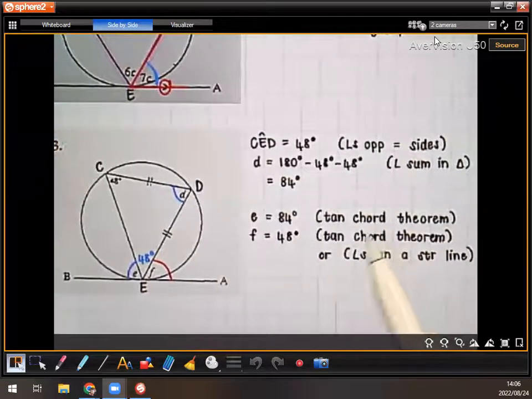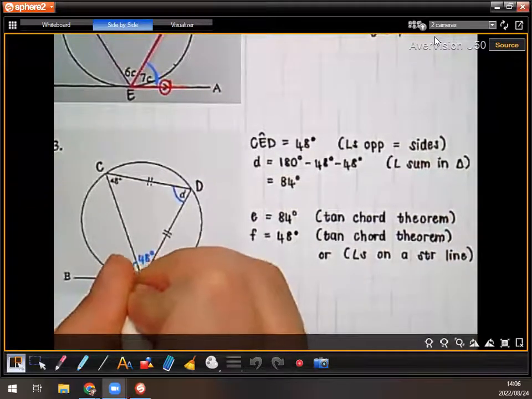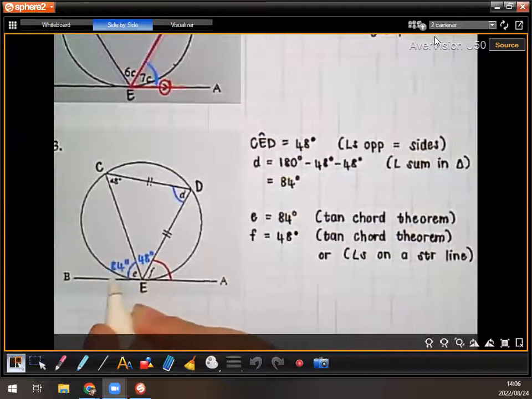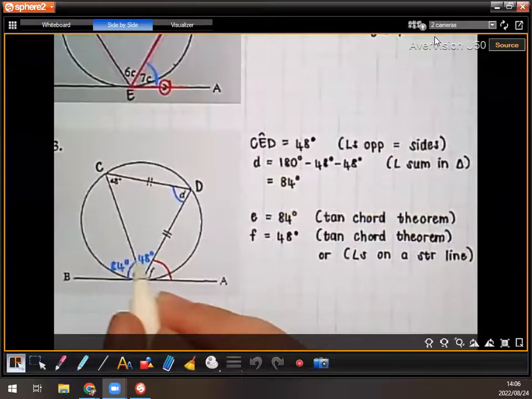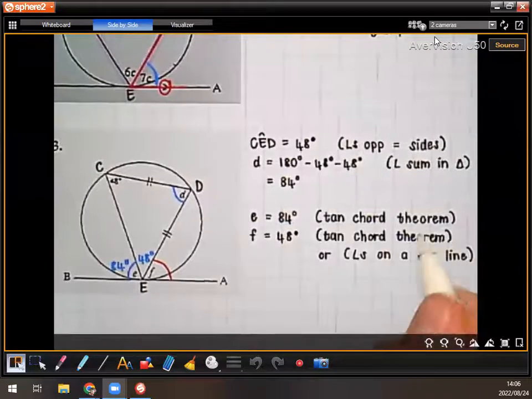So for the tan chord theorem, I also said there that E is 84. And you could have just used angles on a straight line, sorry, to get it. Right, that would give you the same answer. You would have said 180 minus 84 minus 48. Okay? So that's why my second reason is angles on a straight line. You can have either one of those theorems. But that's one.